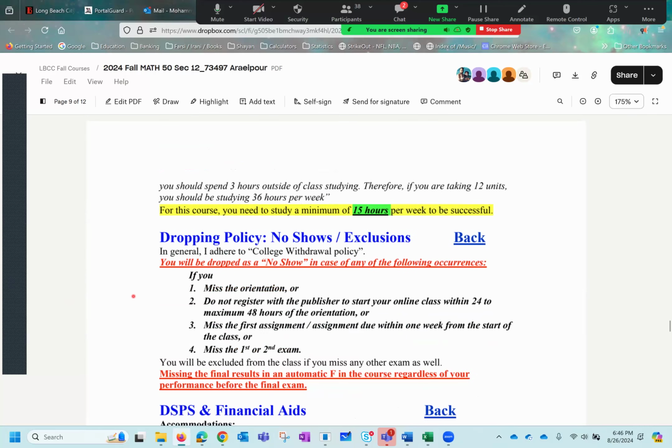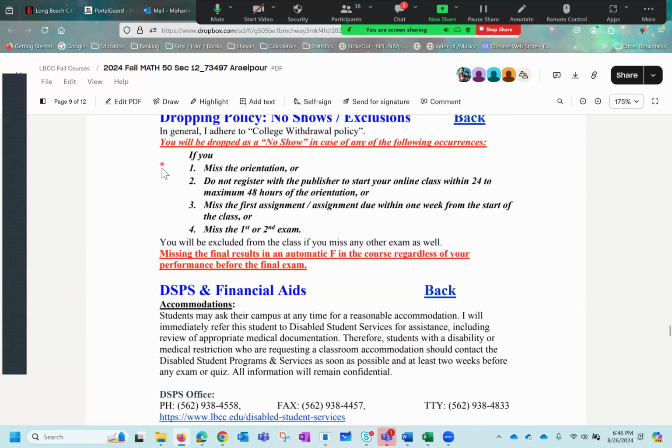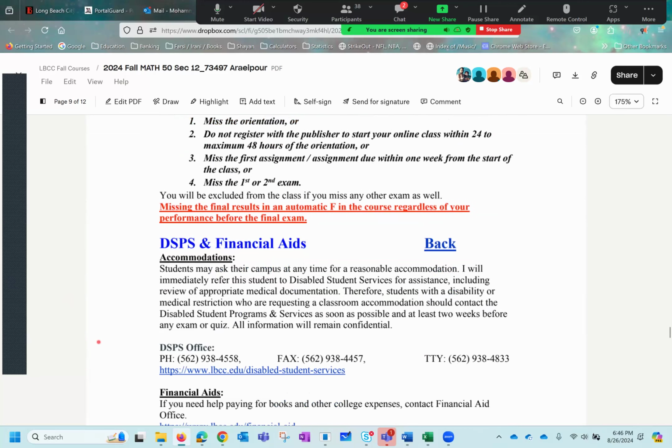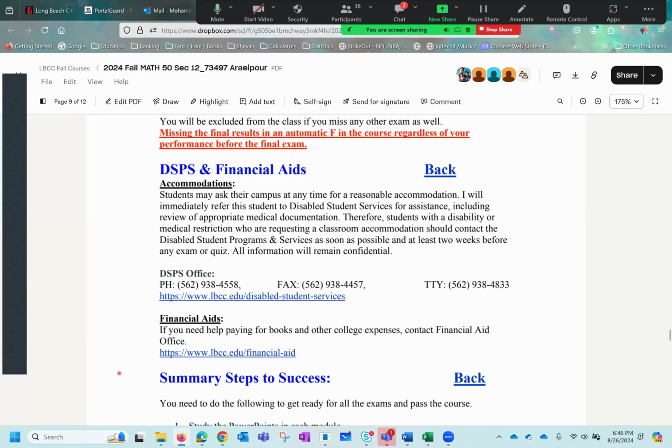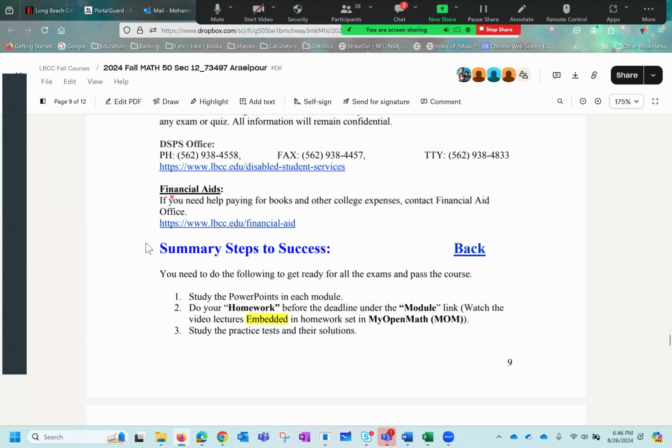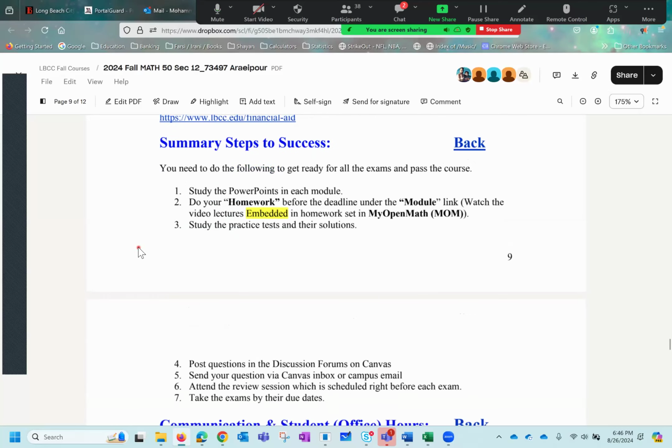Dropping policy: if students miss the orientation, you are here already. If they do not register with the publisher within 24 hours, if they miss the first assignment or assignments, because we have some that are due in a couple of days, or miss the first or second exam, they will be dropped. And then we have more helpful websites and information about the SPS, financial aid, and so forth.